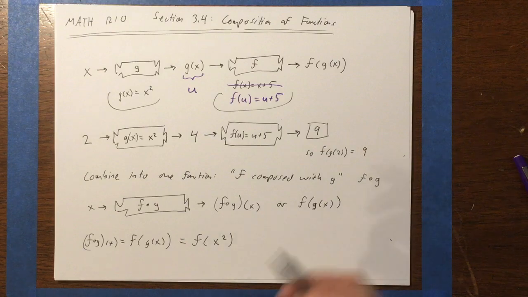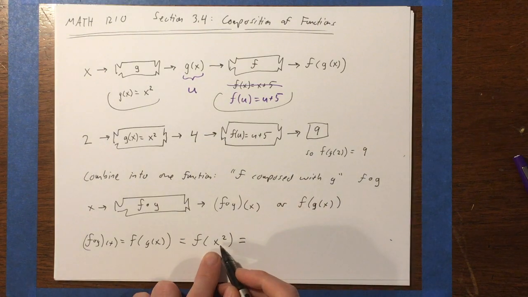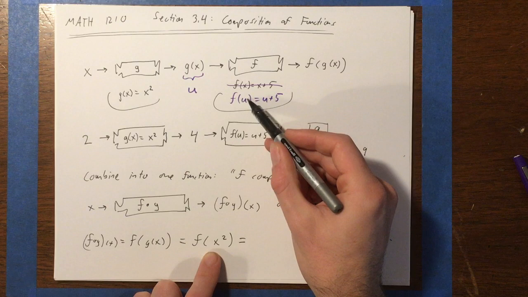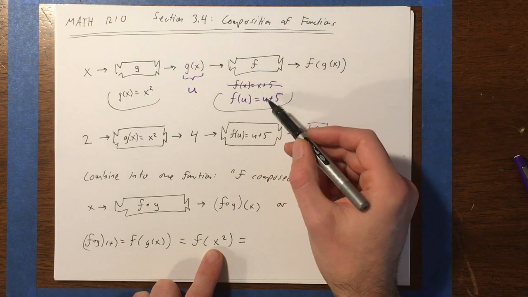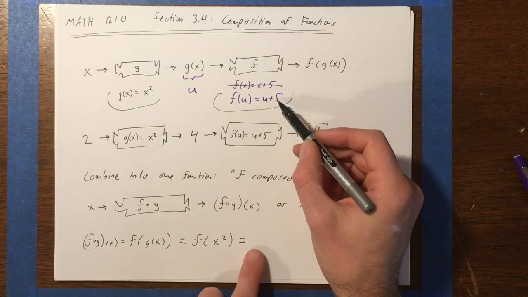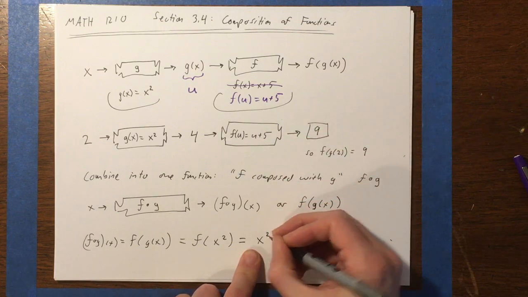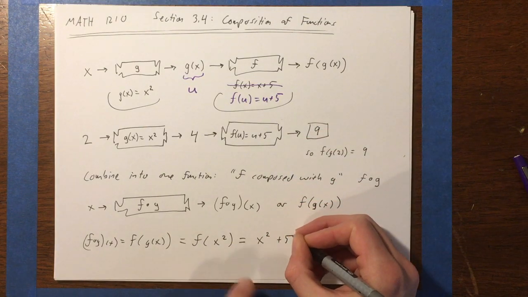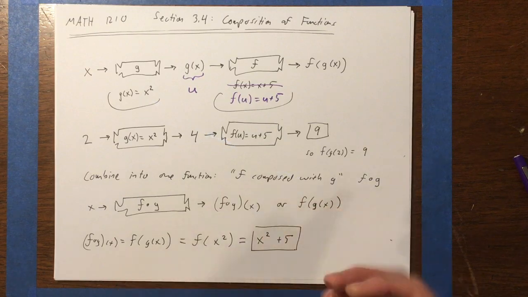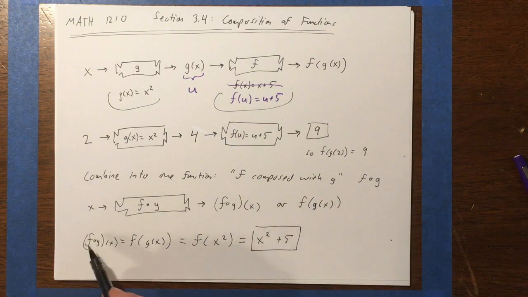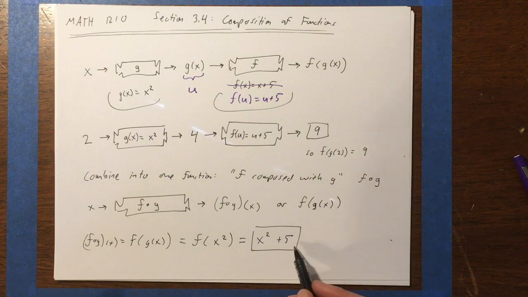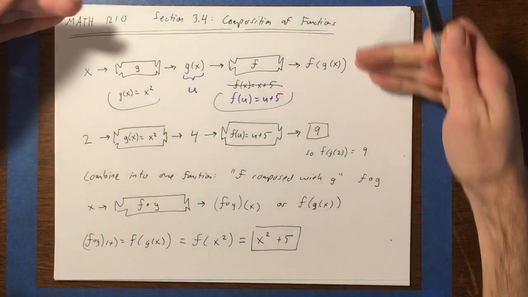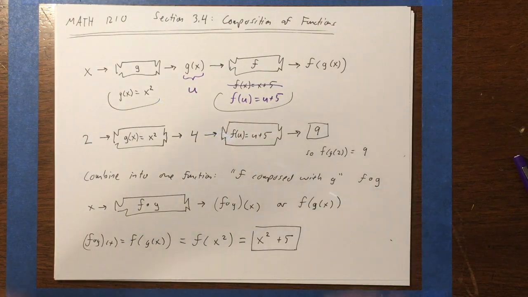Now I can apply the f function. This x squared should be considered like my u input. So u is x squared. So if f of u is u plus 5, f of x squared is going to be x squared plus 5. And there we go. That is the rule of assignment for the f composed with g function. This is basically the result of composing these two functions together to create a new function. So that is the basic idea and sort of the theory behind composition of functions.